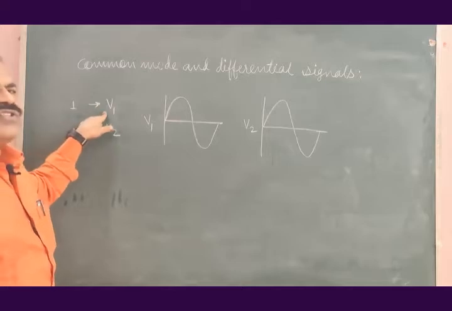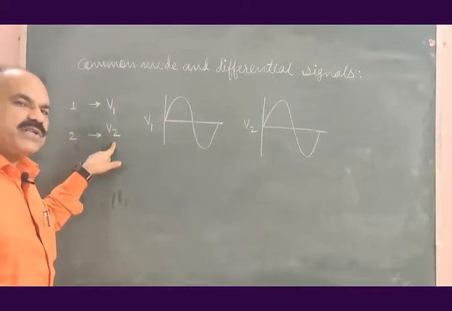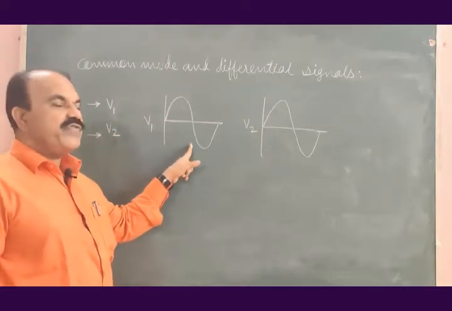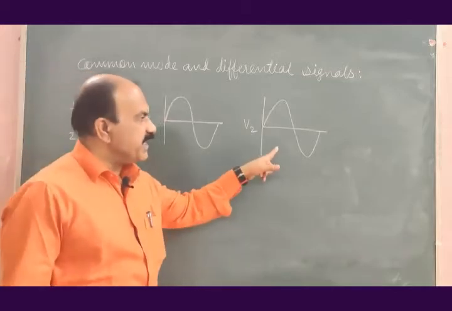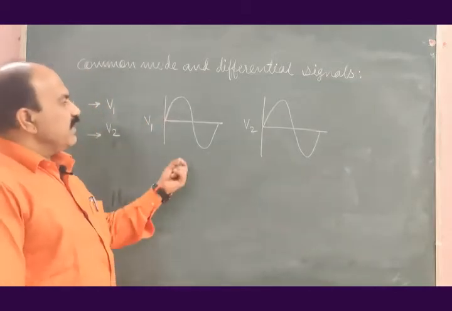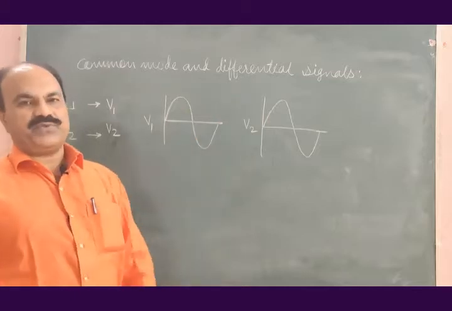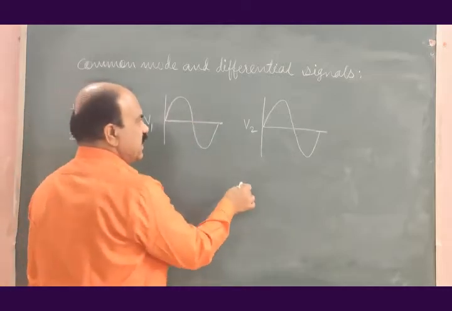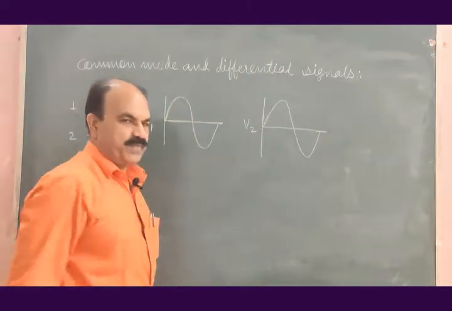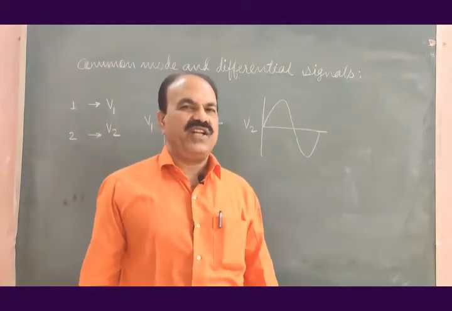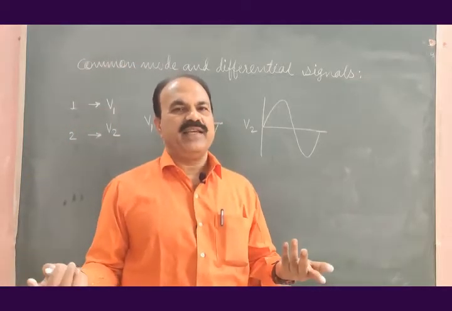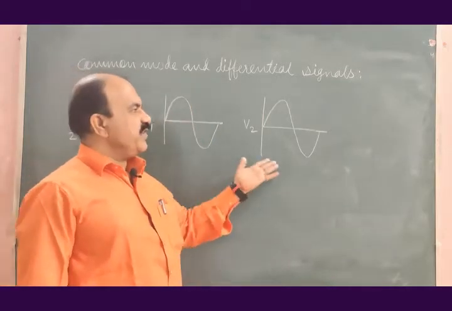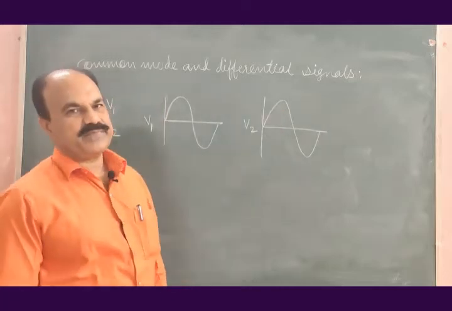V1 is an AC voltage, and V2 is also an AC voltage. Input voltage V1 is represented by this figure, and input voltage V2 by this figure. Let us observe V1 and V2. This will be the amplitude axis, and this will be the time axis. As we know, AC voltage is always changing with respect to time. If V1 and V2 are both sinusoidal, V1 is shown by this figure, V2 by this figure.